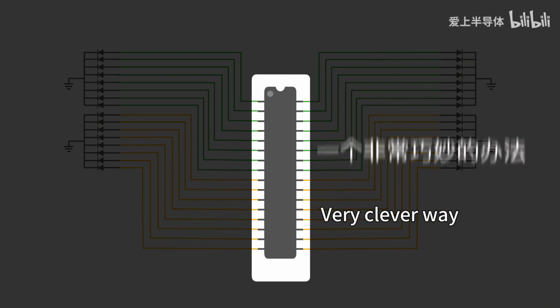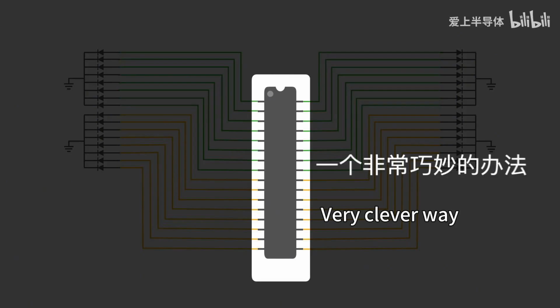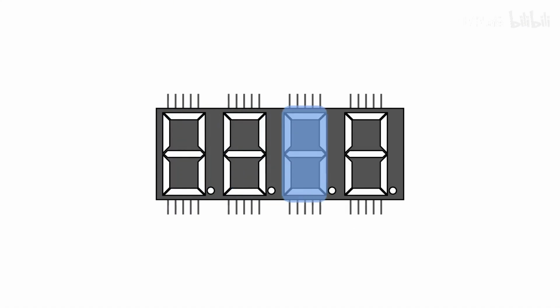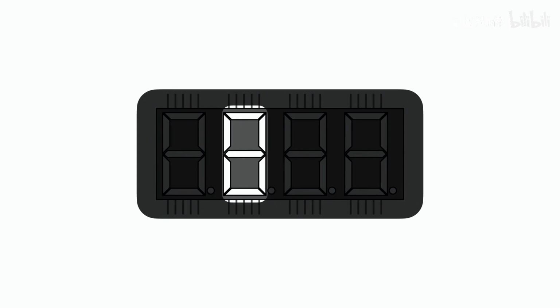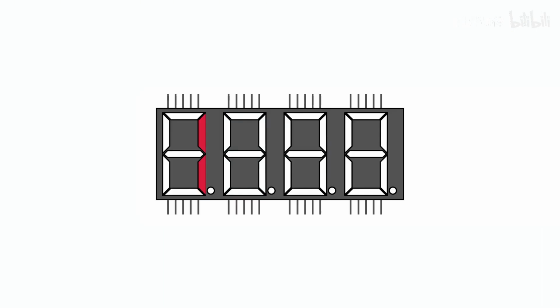At this time, the clever human thought of a very clever way. That is to light up the 4 7-segment displays one by one. That is, when the first 7-segment display is lit, the other 3 are turned off. Then the second one lights up, and so on. Will we see the 7-segment displays flickering? No. The flickering frequency between 7-segment displays is very fast. The human eye sees it as if 4 pieces of light are on at the same time.